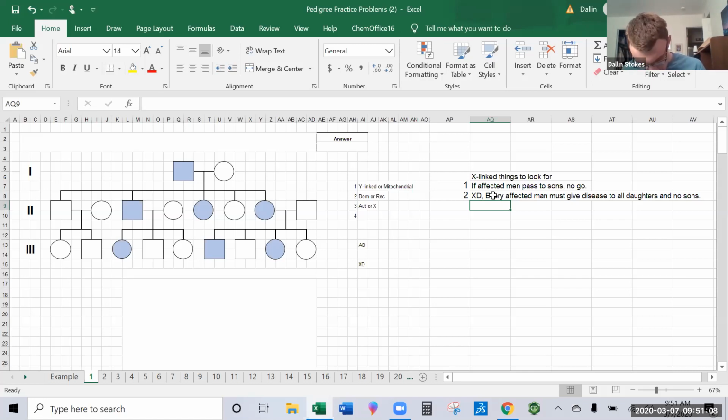Trying to think what the other trick is. Maybe those are the only two. Sorry, I'm tired this morning. Let's see. Oh, here's the other one.